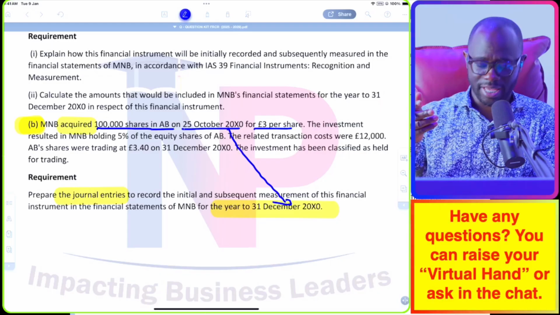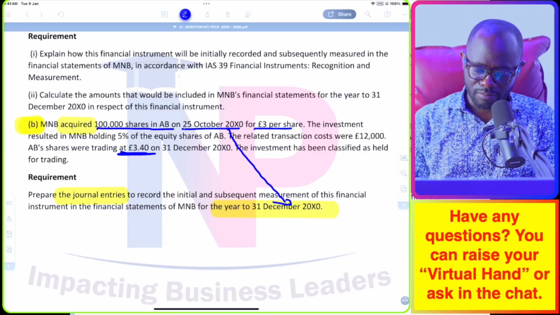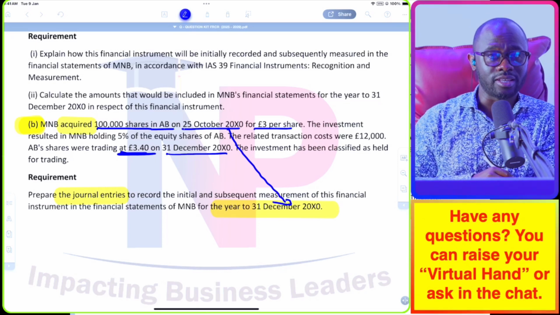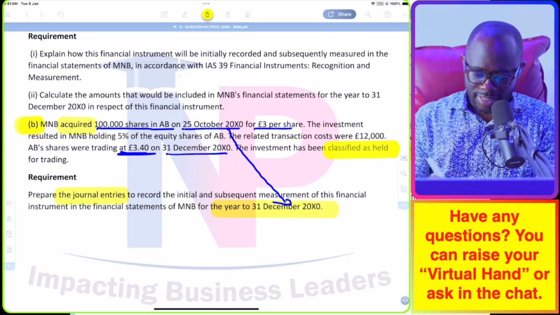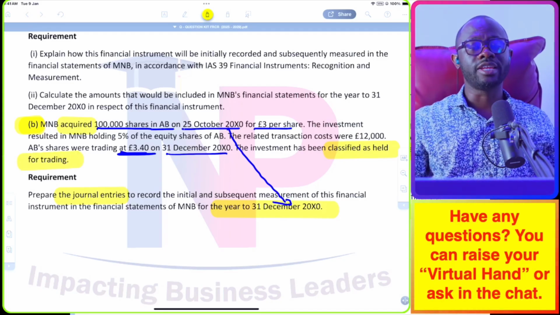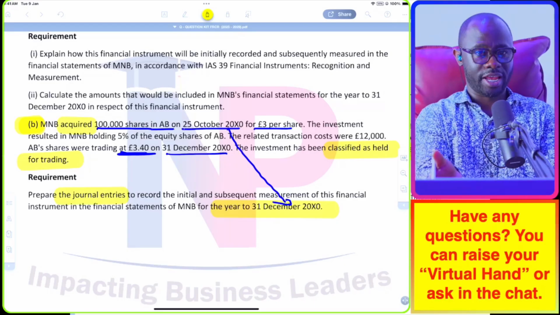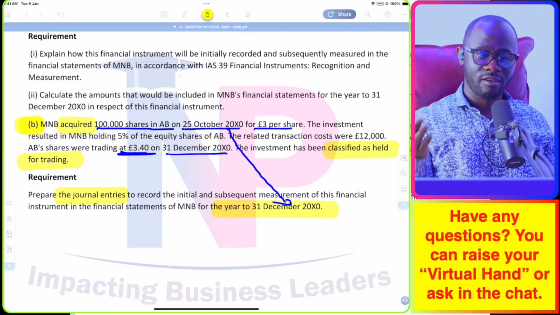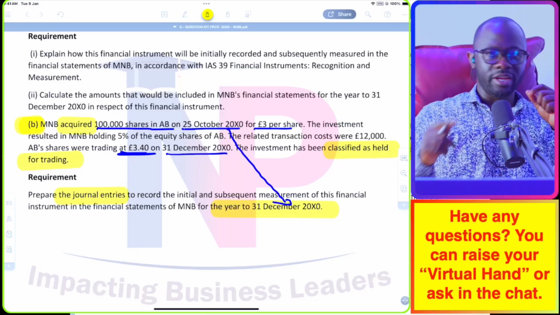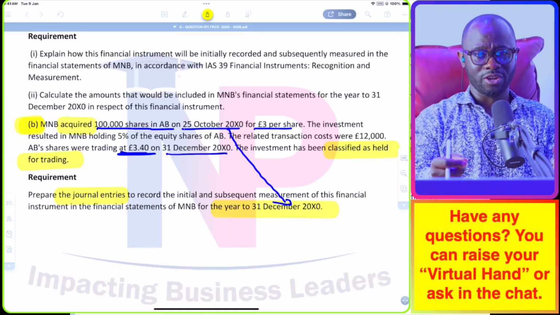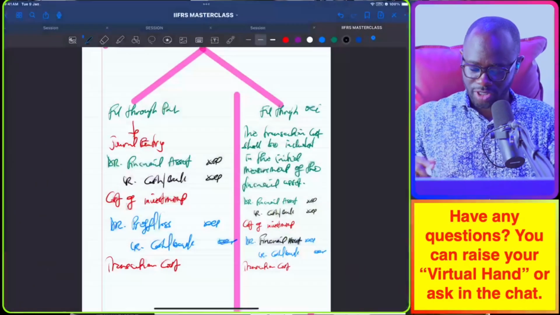Why did they buy it? I don't know. AB shares were trading at this price on 31st December 20X0. The investment has been classified as held for trading. So if it is held for trading, then we carry it at fair value through profit or loss. That means the transaction cost will be written off in the P&L account. What a nice way to work.